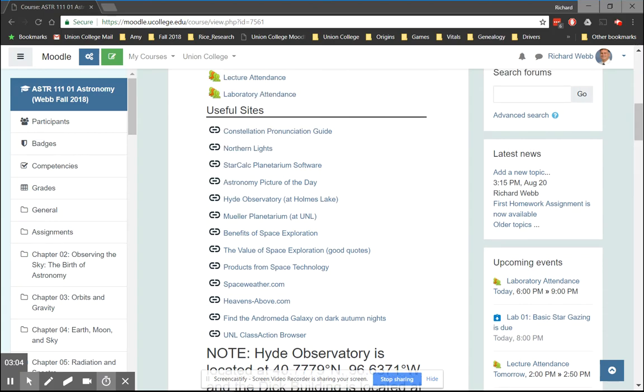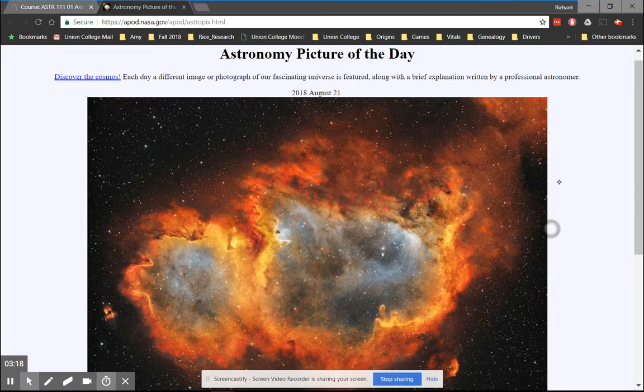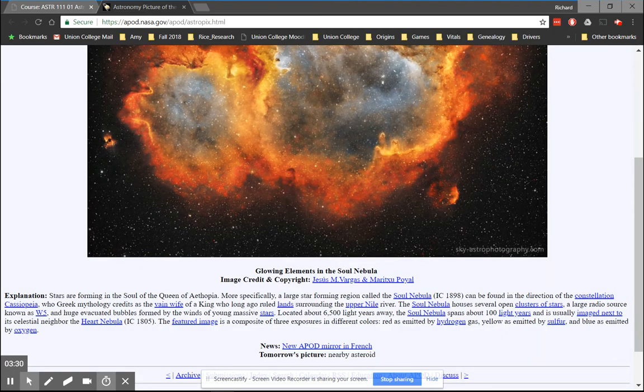Coming back up here, astronomy picture of the day. Let's just go there. It's kind of cool to look at the picture of the day. You have pictures that are posted here every day of something really cool. So just looking at this, what would you call that feature? It's a nebula. Nebula is singular, nebulae is plural. Okay, so it's a nebula. It's a cloud of gas. Very interesting to look at. It has a description here.